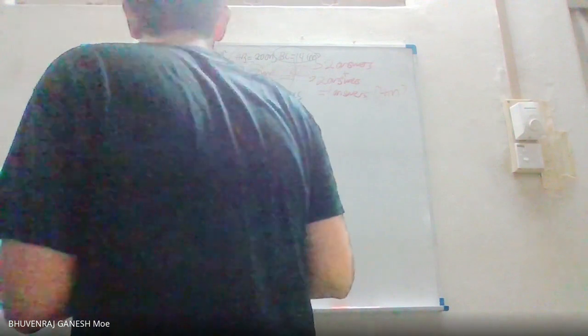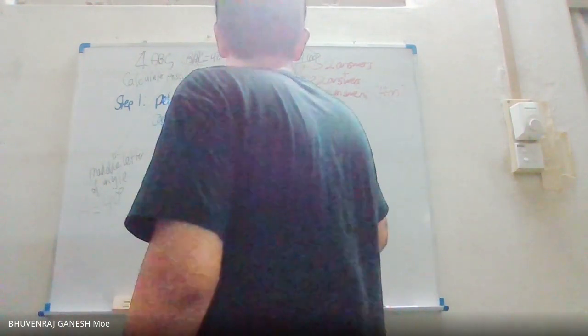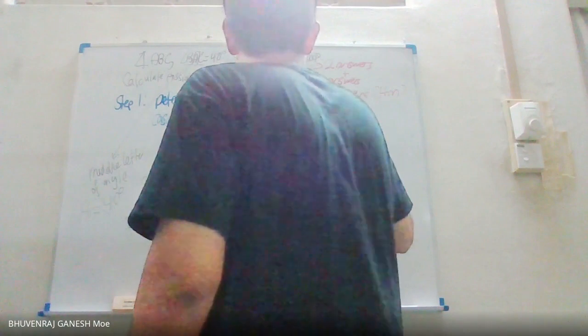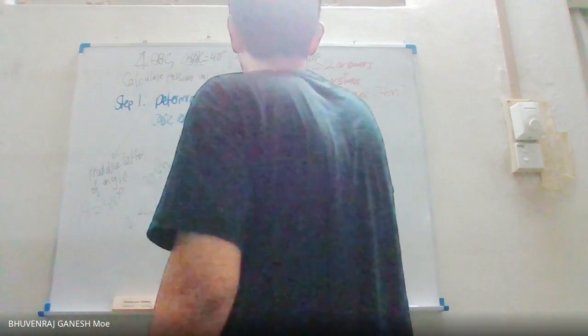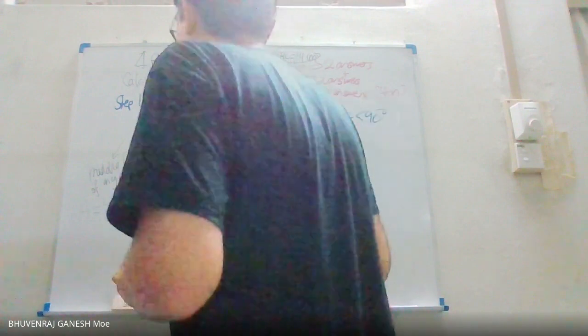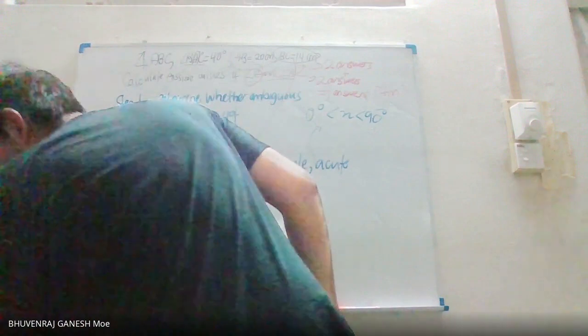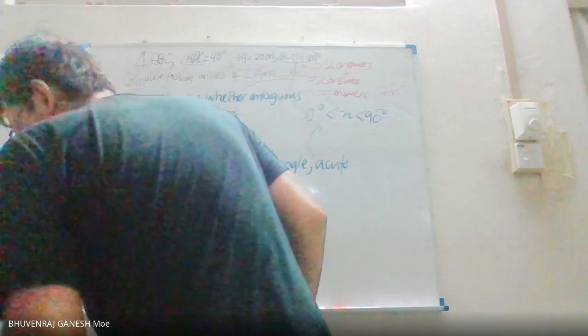So let's see. Here you can see only one angle is given, and it's acute. Why? Because it is between 0 degrees and 90 degrees. So that will ring a bell in your mind that the ambiguous case has a chance, because the first condition has been satisfied already.